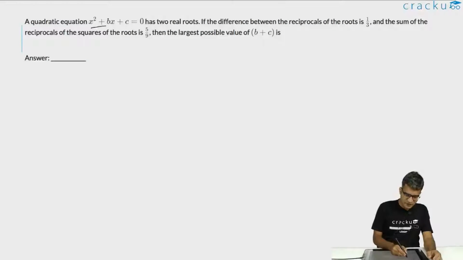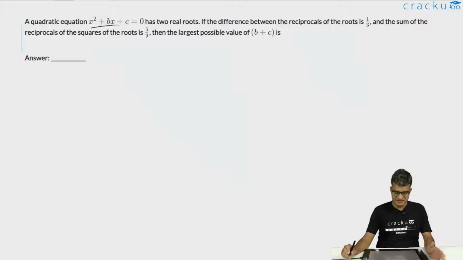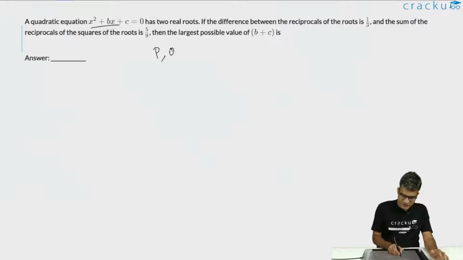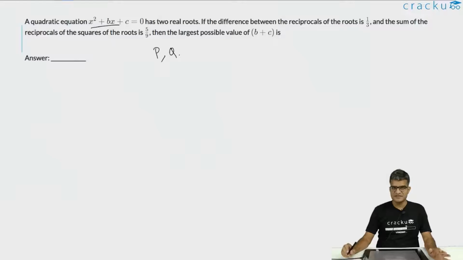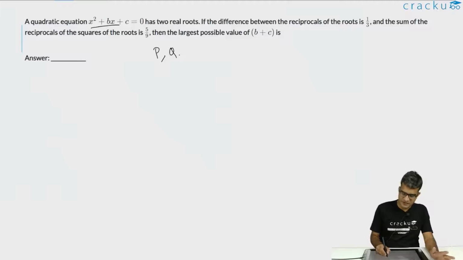In this question, we are given a quadratic equation, which is x square plus bx plus c is equal to 0. We are told that it has two real roots. Let the two roots be p and q. The difference between the reciprocals of the roots is 1 by 3. So the value of 1 by p minus 1 by q is equal to 1 by 3.